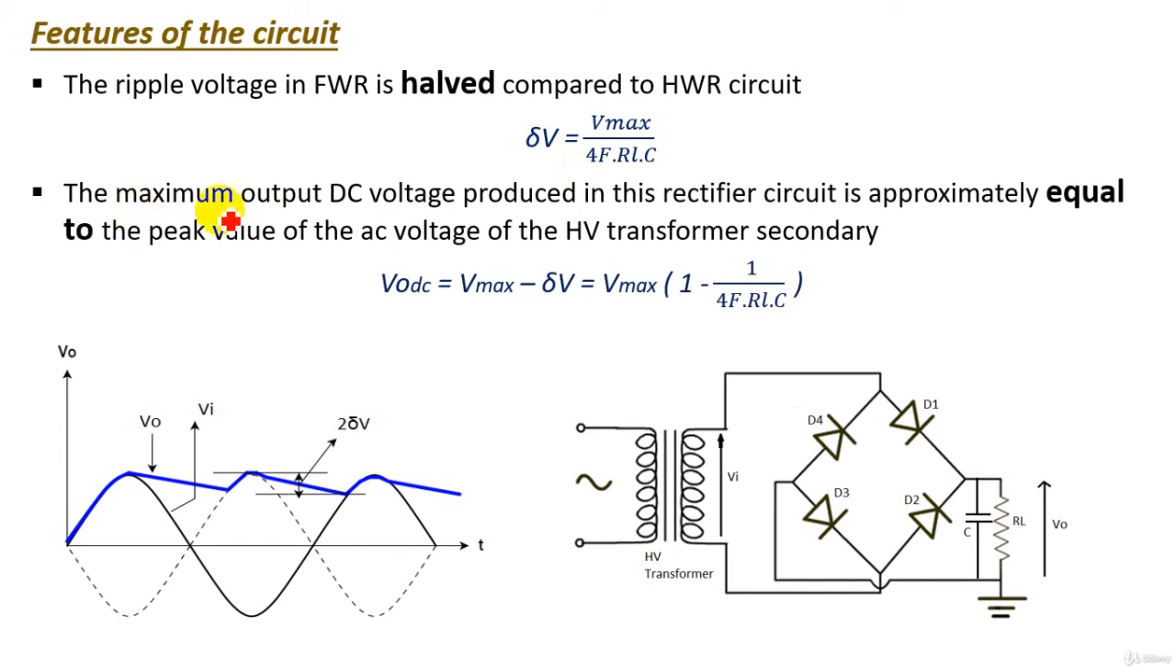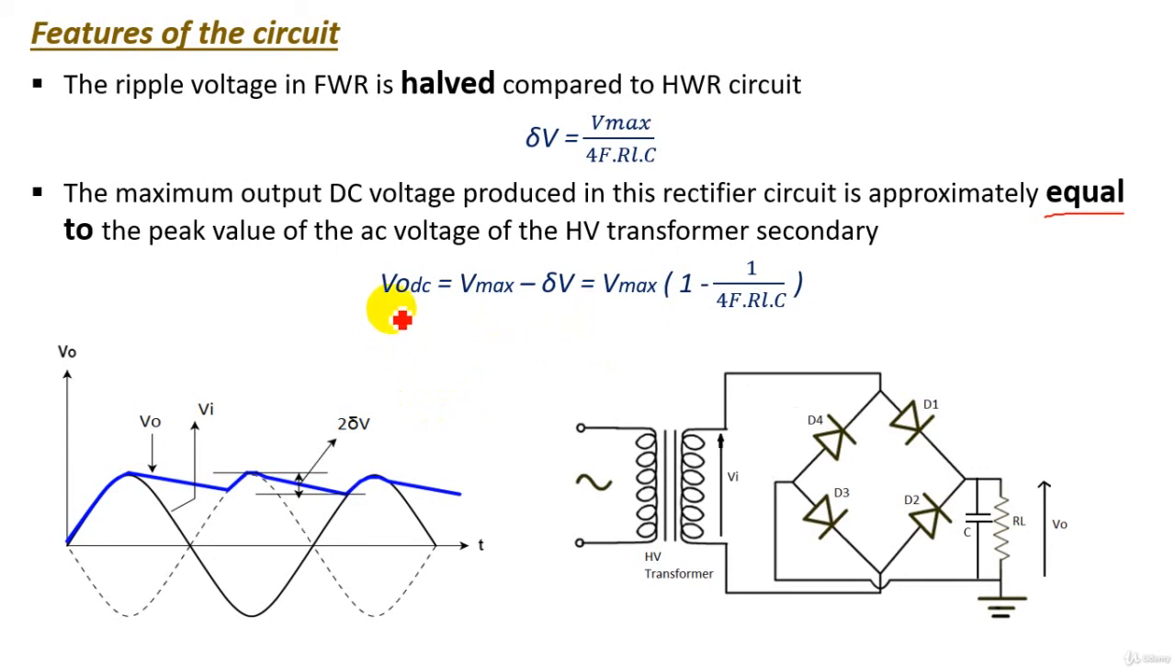Also, the maximum output DC voltage produced in this rectifier circuit is approximately equal to the peak value of the AC voltage of the high voltage transformer secondary. This is because we use a high voltage transformer and not a center tapped high voltage transformer. So the maximum voltage here equals the maximum voltage of the secondary of our transformer, as no center tapped high voltage transformer is used. So the maximum output DC voltage produced equals the peak value of the voltage of our secondary of high voltage transformer.